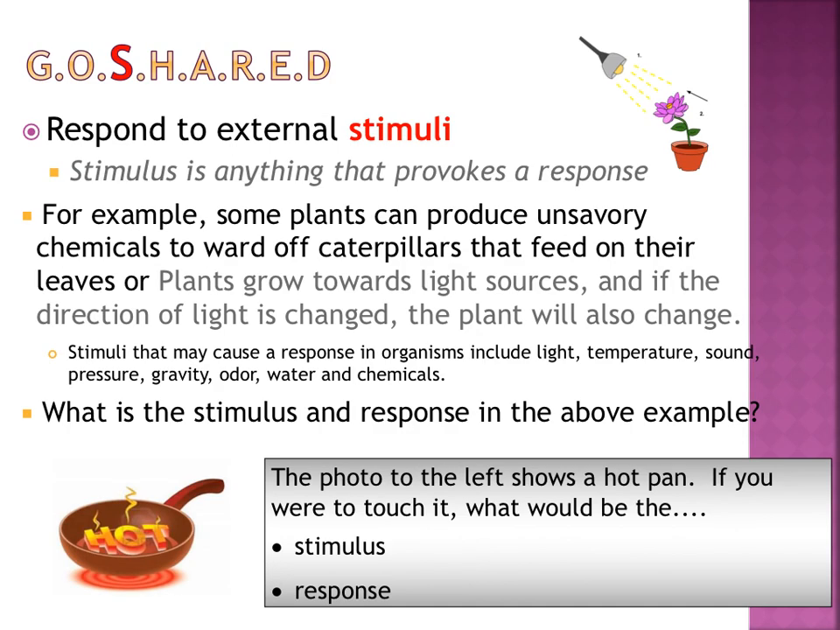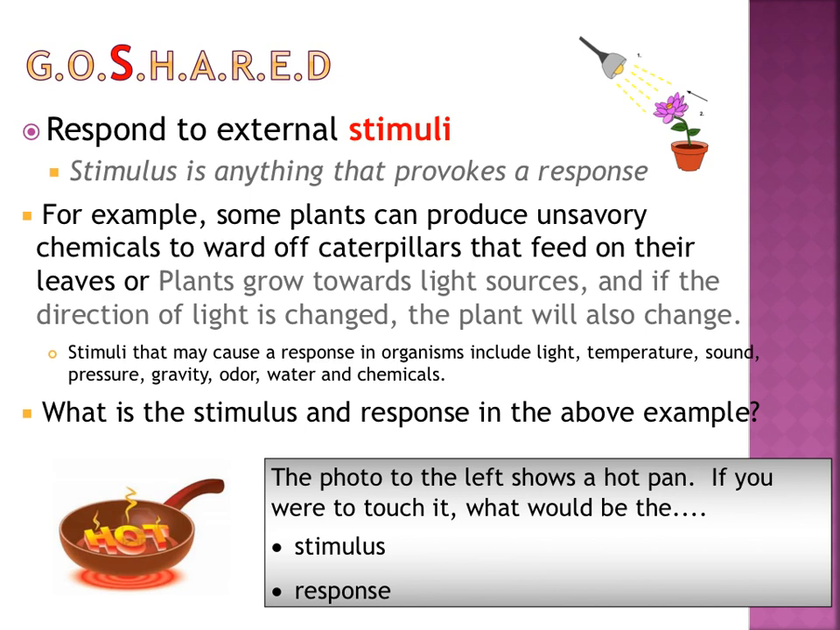The S in GO SHARED stands for external stimuli. A stimulus is anything that provokes a response. For example, some plants can produce unsavory chemicals to ward off caterpillars that feed on their leaves, or plants tend to grow towards light sources, and if the direction of the light changes, the plant will also change. Stimuli that may cause a response in organisms are things like light, temperature, sound, pressure, gravity, odor, water, chemicals.